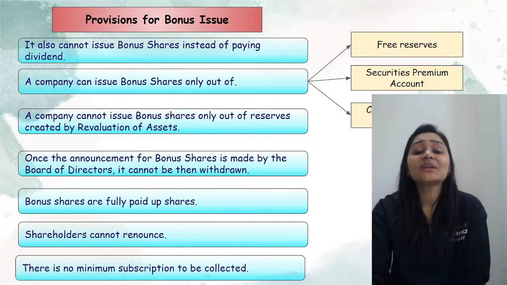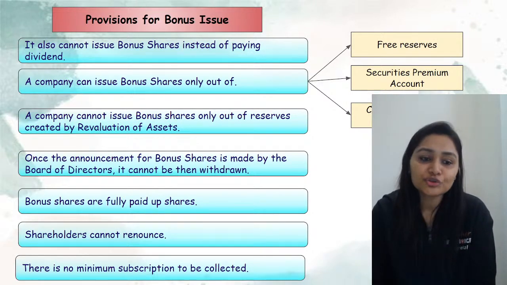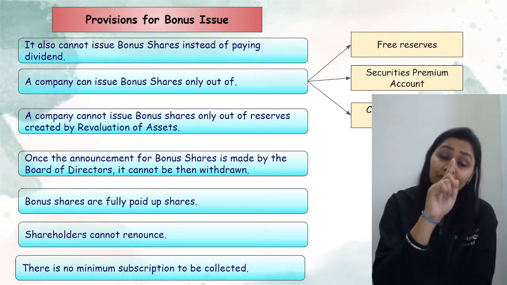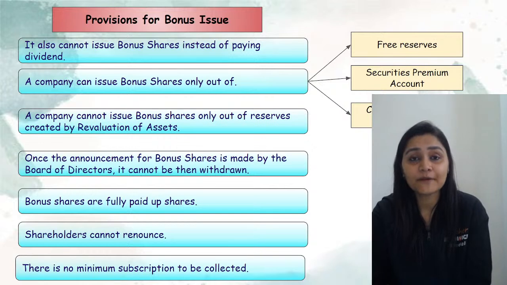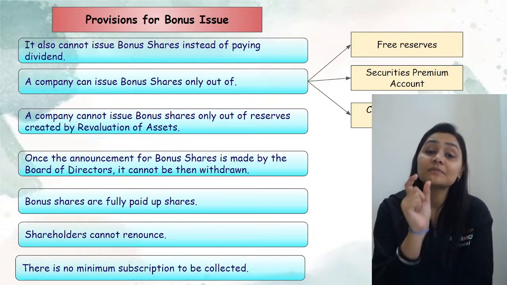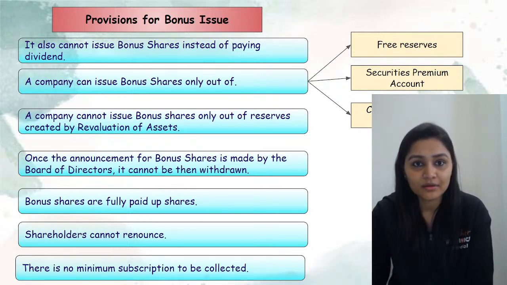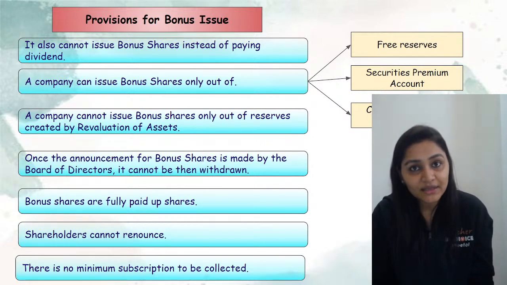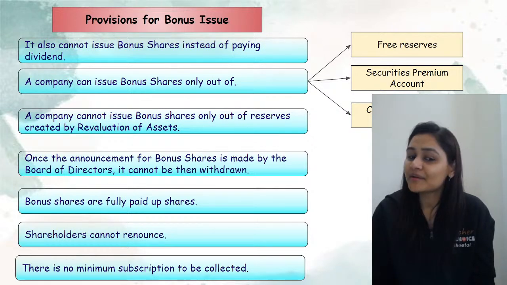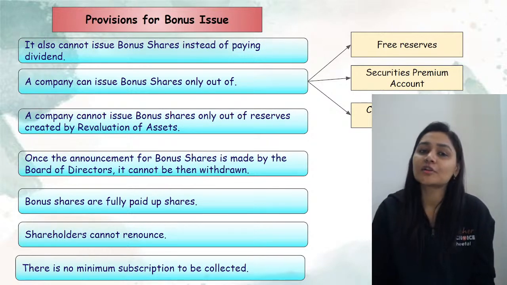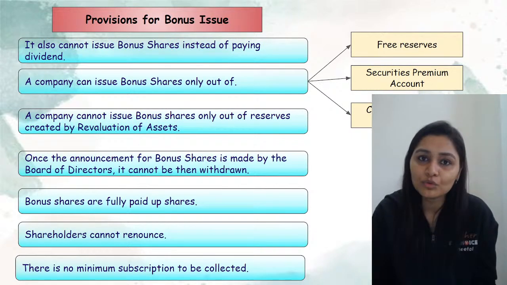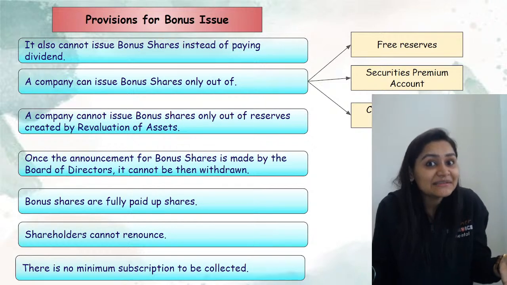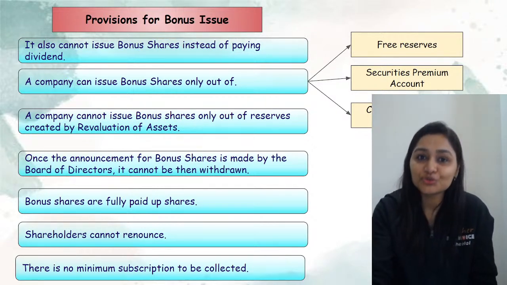With this, we come to the last provision for bonus issue, that is, there is no minimum subscription to be collected. If you remember, in actual subscription, the companies are given a minimum subscription amount to be collected. But a bonus issue is made available free of cost to the existing equity shareholders. So at such a time there is no minimum subscription to be proved by the company. And with this, we've completed the provisions of bonus issue.